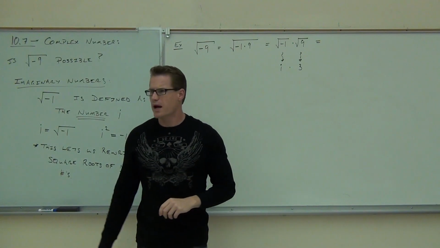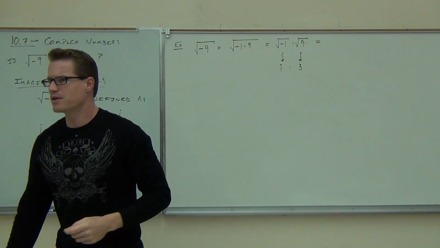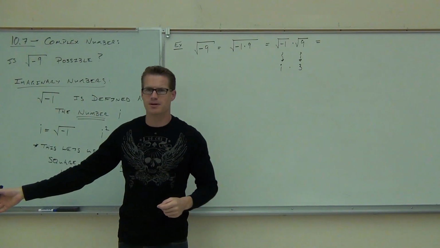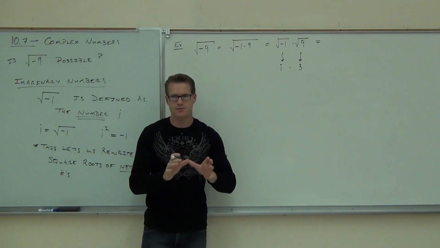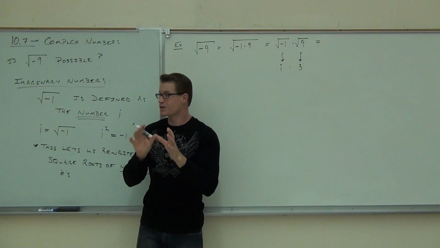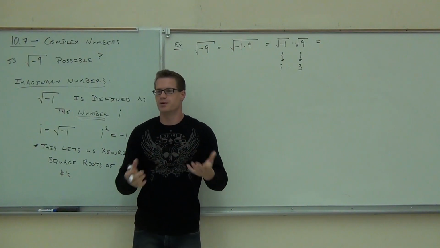Now, we rarely write it i3. That would be a freeway, like I-5. We don't want to do that. We're going to write it backwards, kind of like a variable. It's not a variable. i is the square root of -1. But we're going to write it 3i, because we're more familiar with that.